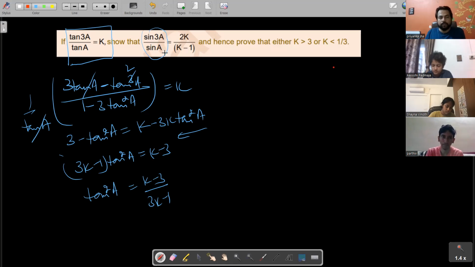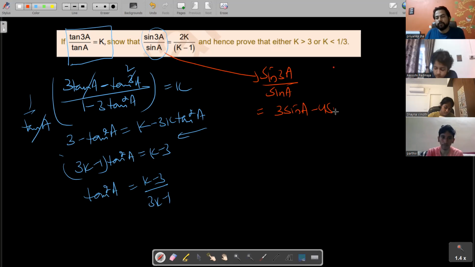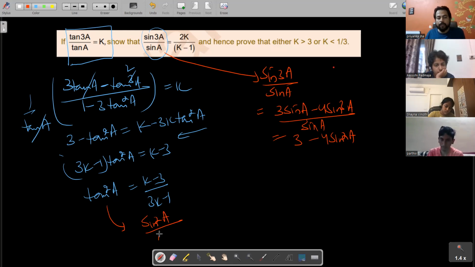So do one thing. Right here, sine 3a upon sine a. What is the formula of sine 3a? That is 3 sine a minus 4 sine cube a upon sine a. So one sine will get cancelled, minus 4 sine square a. So basically you have to find sine square a. So how would you find that? Now see here. You can write tan a as sine a upon cos a. So tan square would be sine square a upon cos square a, equal to k minus 3 upon 3k minus 1.